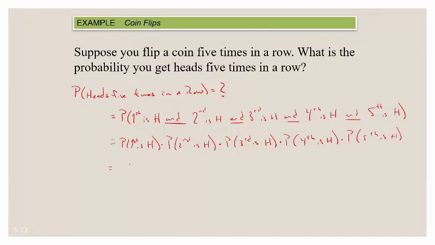Well, what's the probability that you flip heads? It's just 1/2 times 1/2 times 1/2 times 1/2 times 1/2. Well, this is just 1/2 to the 5th power, which is 1 to the 5th power divided by 2 to the 5th power, which is 1 over 32, right? Because 2 times 2 is 4, 8, 16, 32. So pretty low odds that you'll flip a coin 5 times in a row and get heads 5 times in a row.